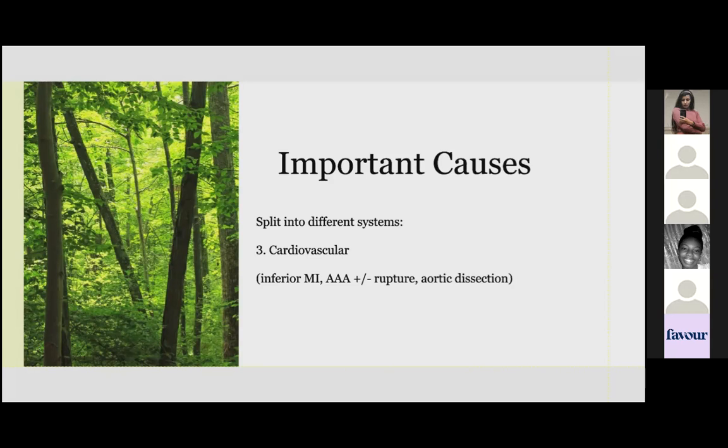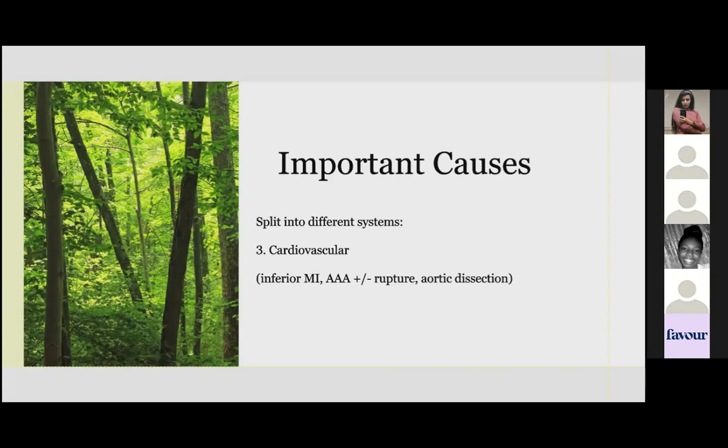So the cardiovascular causes of acute abdomen are all quite scary and quite serious. So an inferior MI can cause upper abdominal pain. If you've got concerns for an MI, an ECG alone doesn't exclude the diagnosis. So you can have a non-ST elevation MI with a completely normal looking ECG. So if you've got concerns, you need to check a troponin as well as looking at the ECG.